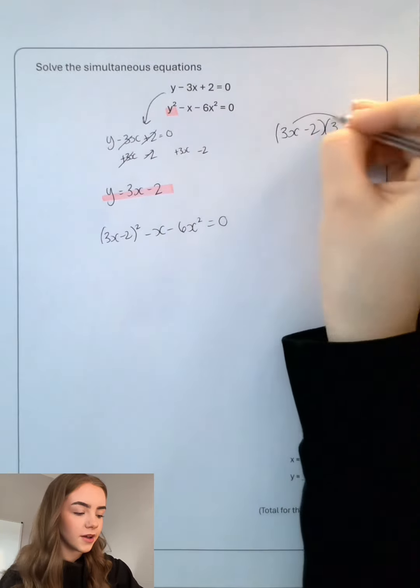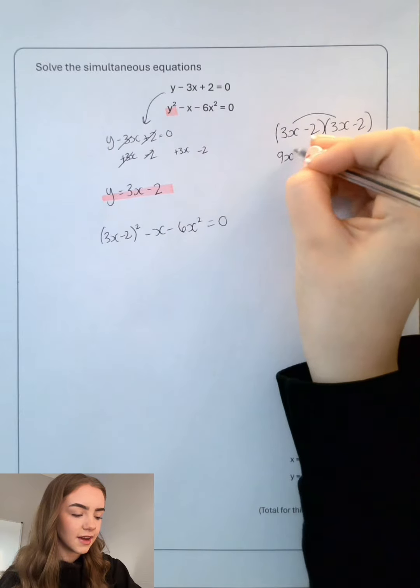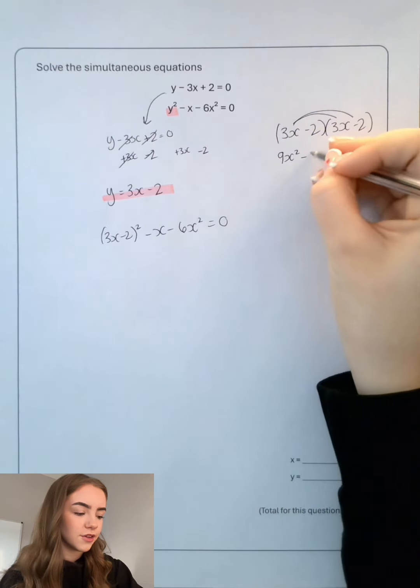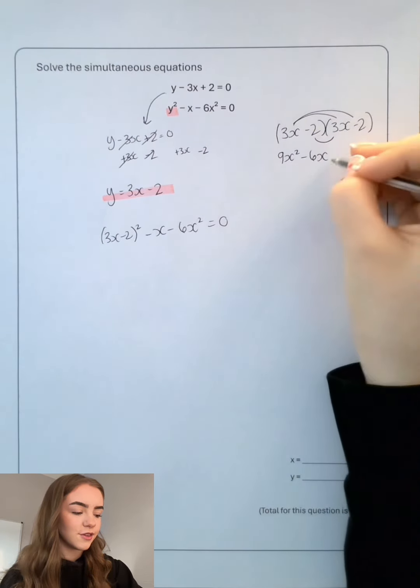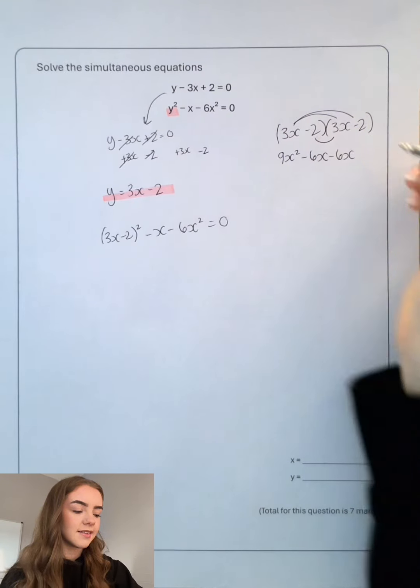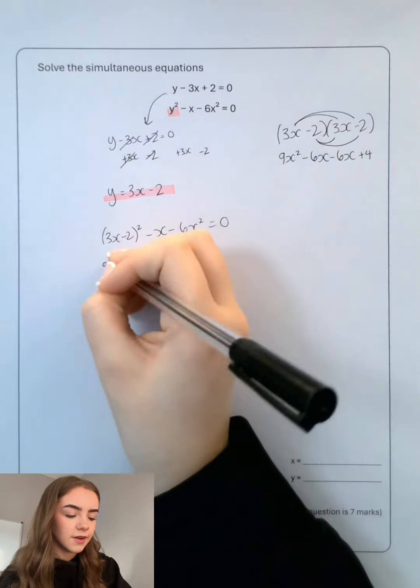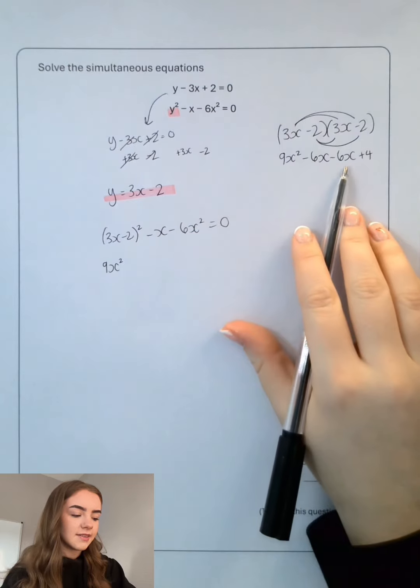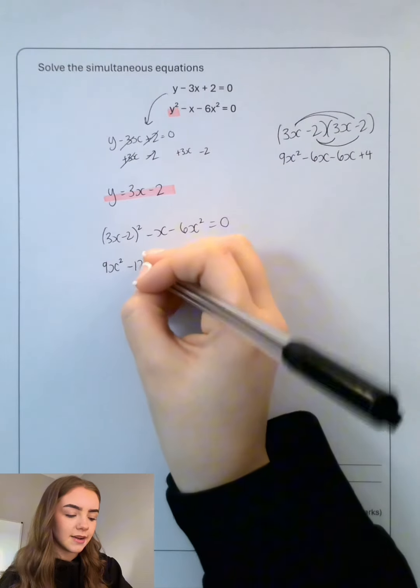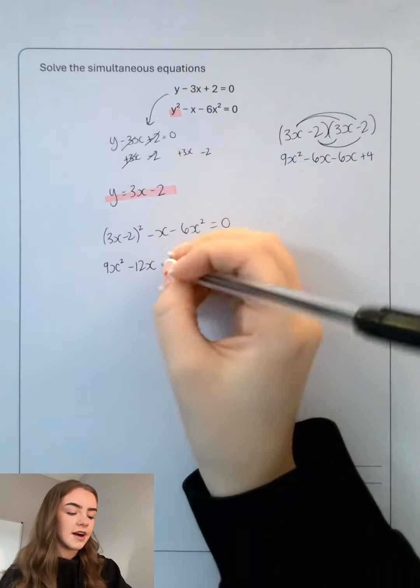When we expand this bracket, we'll have 3x times 3x, which is 9x squared. 3x times minus 2 is minus 6x. Minus 2 times 3x is minus 6x, and minus 2 times minus 2 will be plus 4. Collecting any like terms together, that is 9x squared, minus 6x minus 6x will be minus 12x, and we also have the plus 4.